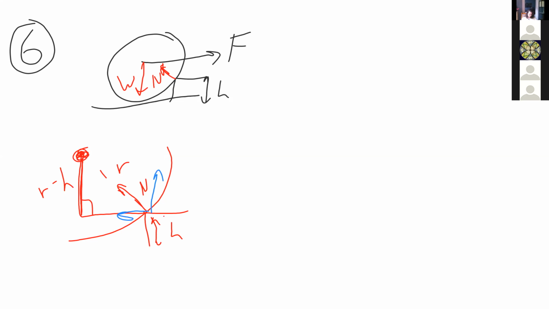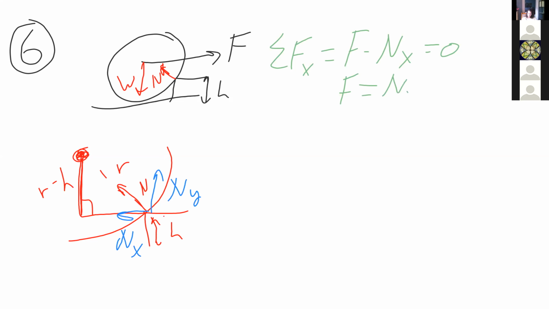And we'll call this n sub y and n sub x for now. We'll come back to the geometry in just a second. The reason why I want x and y components of the normal force, though, is because I want to sum the force in the x and y direction. In the x direction, I have my applied force F minus the x component of the normal force is equal to 0. Or to just do this in one step, we know that the applied force has to be equal to the x component of the normal force.